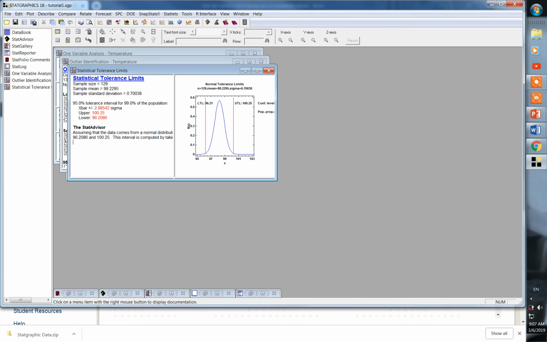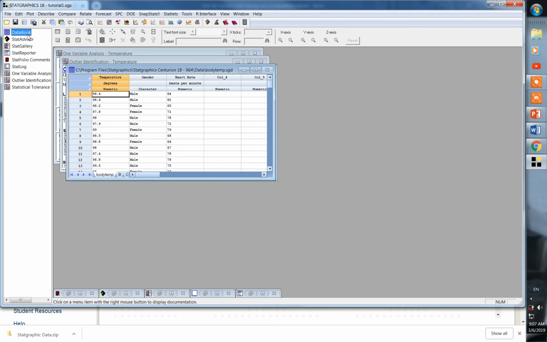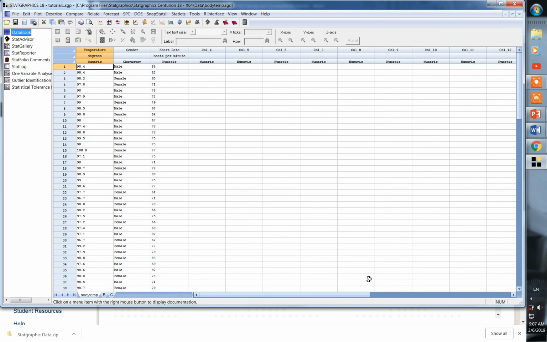If you look at this column, first let's look at the data book. What is the data structure? You can see it's about a test of the health condition of people, based on the heart rate and the body temperature and the gender. The heart rate uses beats per minute as the unit, and degrees Fahrenheit is for the body temperature.